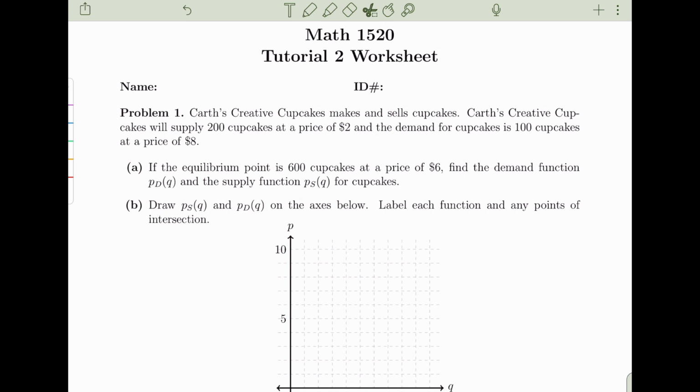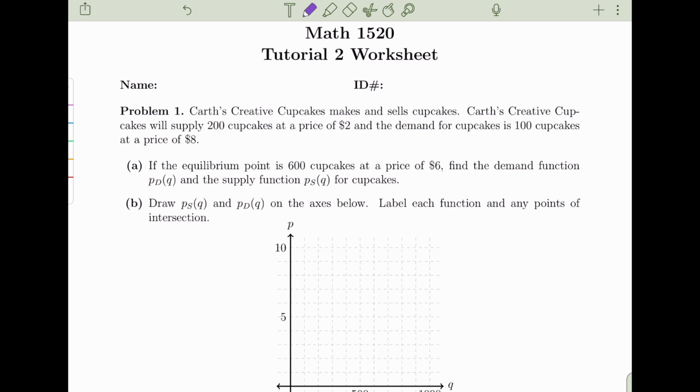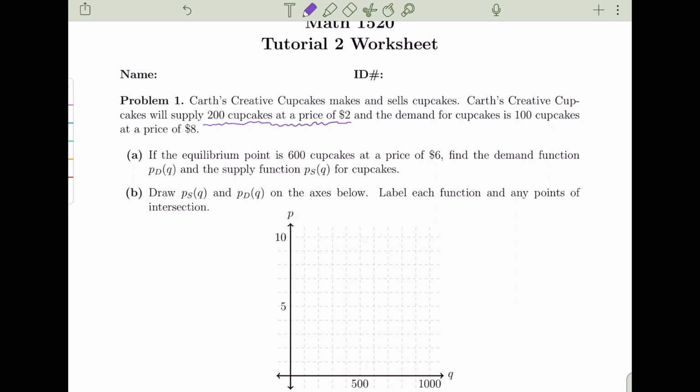Basically, we need 2 points to determine a line, right? So we have 2 lines here. So for each of these lines, we need 2 points. So let's see how we can find these 2 points to work it out. The first thing we notice here is that this information, the supply will be 200 cupcakes at this particular price point, $2. So if the price is $2, there are going to be 200 cupcakes for the supply, right?